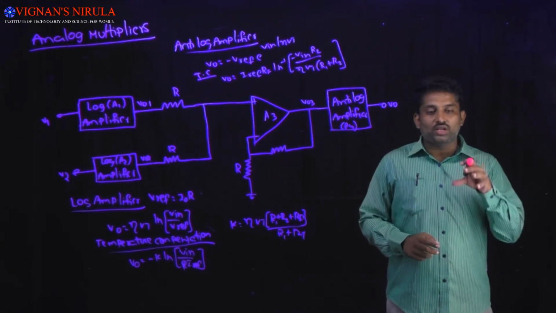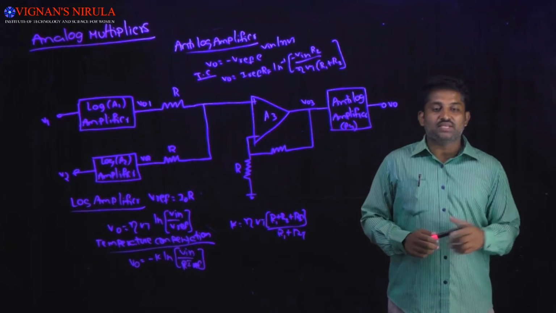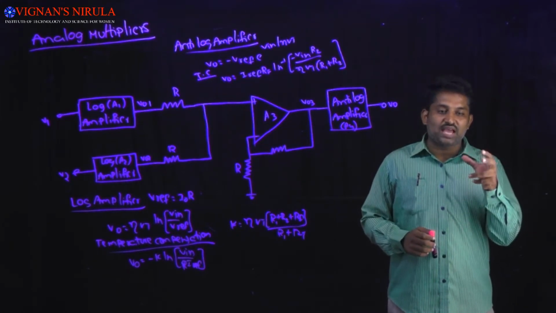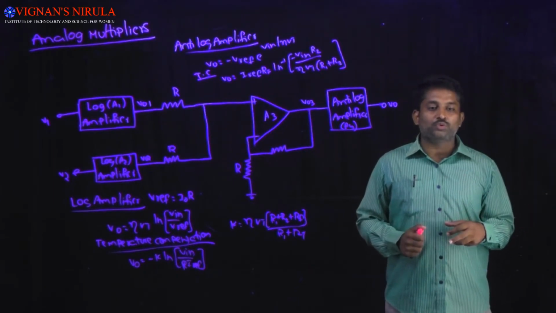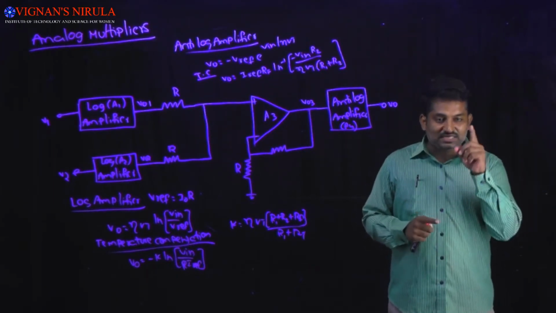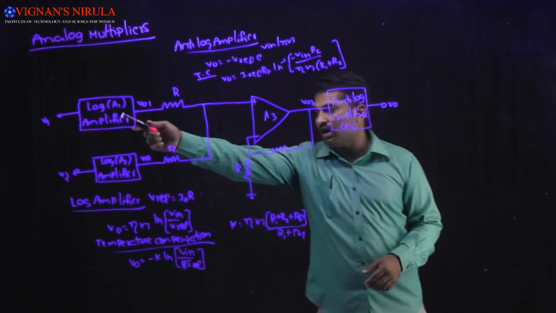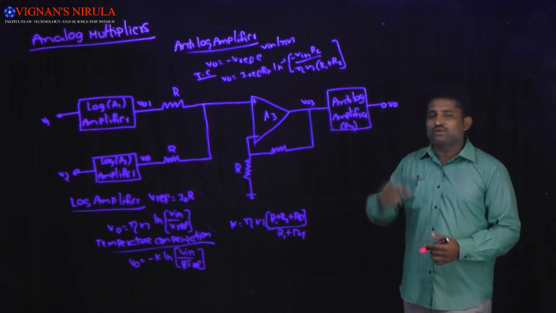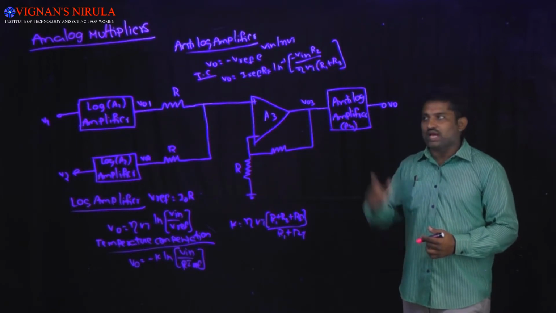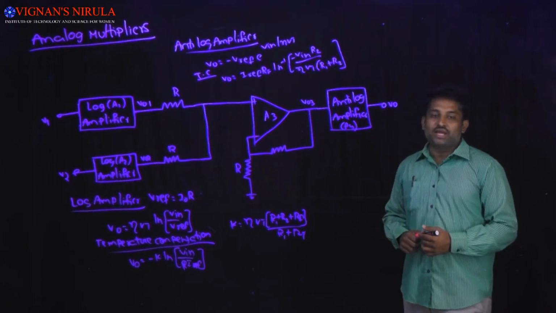Why we are calling it an analog multiplier is: if the circuit is designed to produce an output which is the product of two input voltages, with the help of logarithmic amplifiers and an anti-logarithmic amplifier, then we treat that circuit as an analog multiplier.